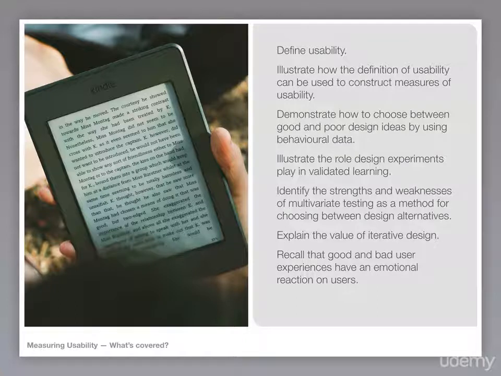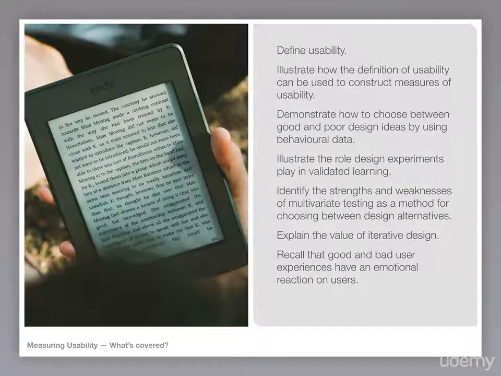You should be able to use that definition of usability to construct measures of usability, and you should be able to demonstrate how to choose between good and poor design ideas by using behavioural data. So rather than it just being someone's opinion, you have some real data behind it. You should also be able to illustrate the role design experiments play in validated learning, and that also means you need to be able to explain the value of validated learning and why iterative design is so important.